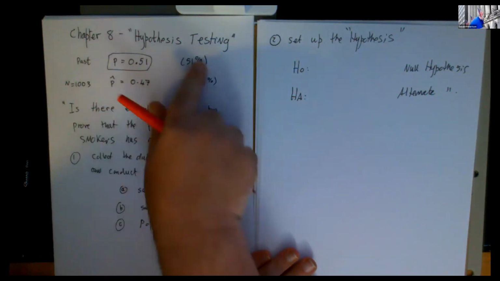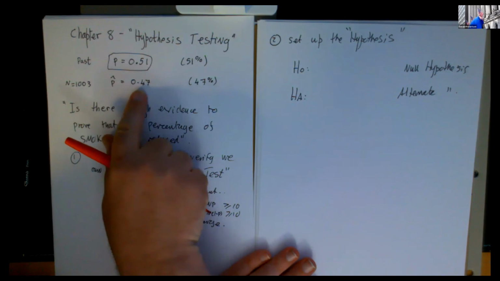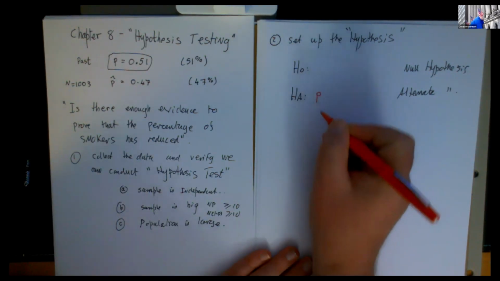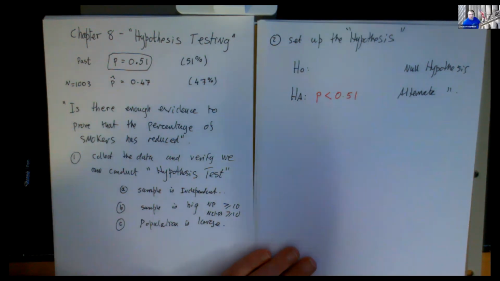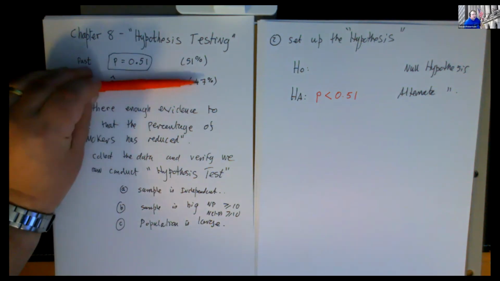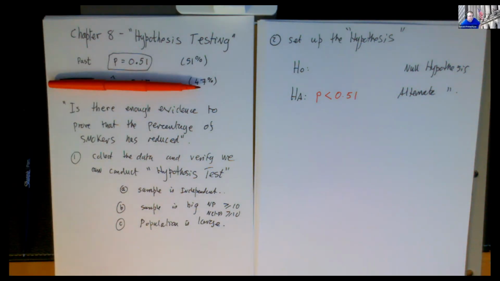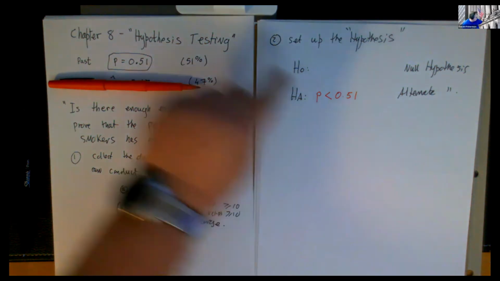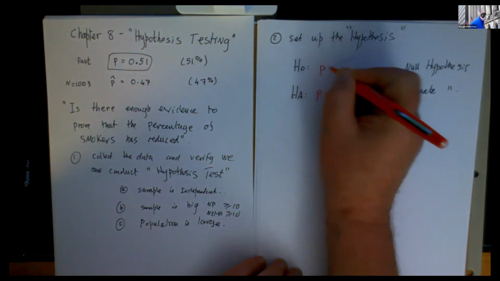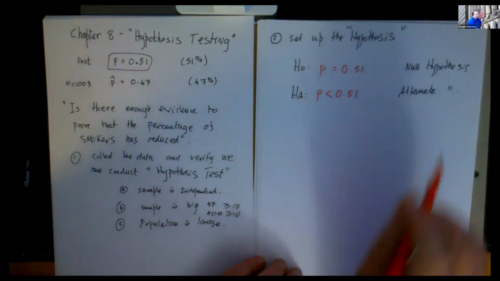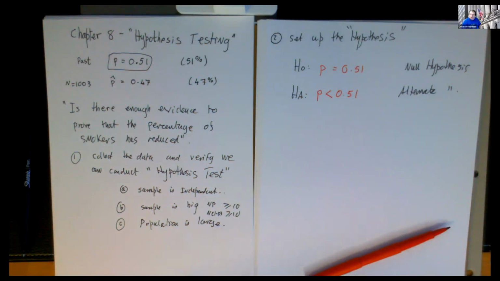In my story, I'm trying to see or prove that there's enough evidence to prove that the new answer for P is less than 0.51. When you do a hypothesis test, the sample, the P hat, has nothing to do with this. It's always to do with that guy. Now, in this particular case, the null hypothesis is that nothing has changed. So the null hypothesis is always nothing has changed. Okay? The alternate is the one that you're trying to see if there's evidence for it.